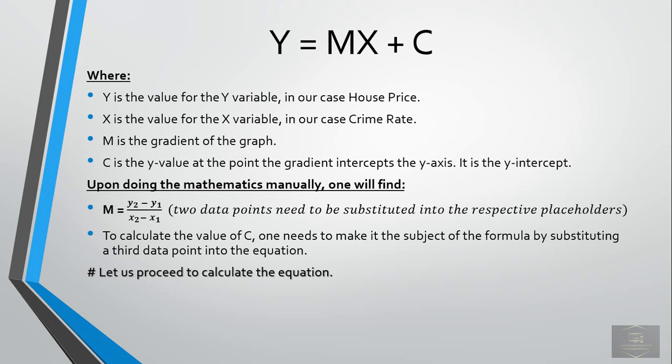Upon doing the mathematics manually, one will find m is equal to y2 minus y1 over x2 minus x1. Two data points need to be substituted into the respective placeholders. To calculate the value of c, one needs to make it the subject of the formula by substituting a third data point into the equation. Let us proceed to calculate the equation.